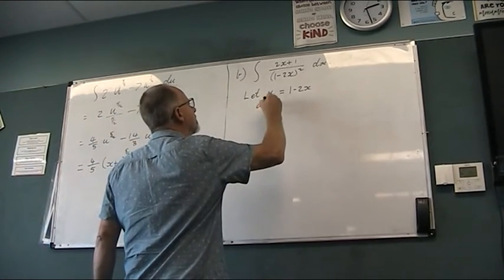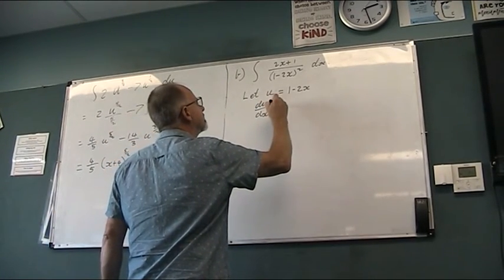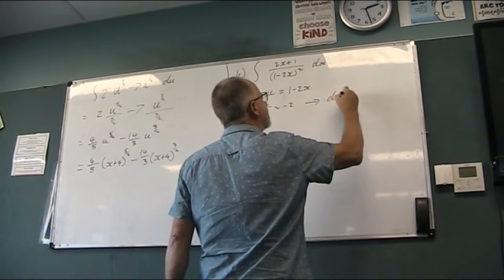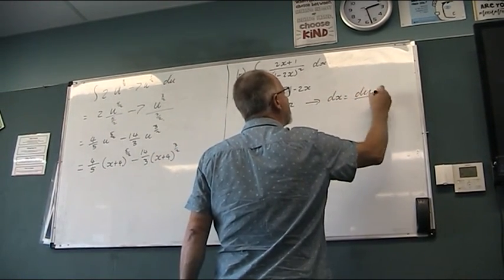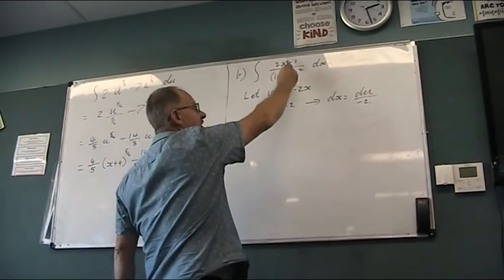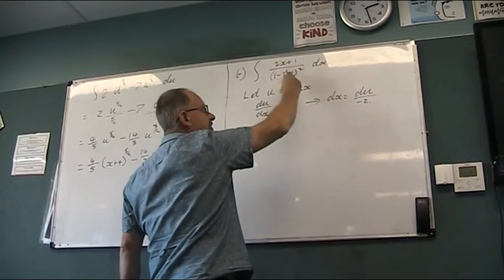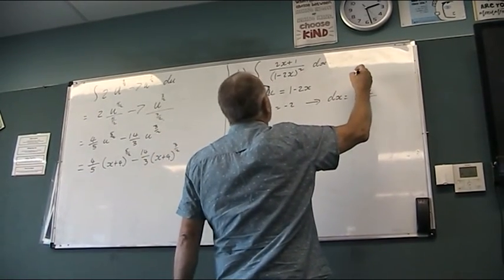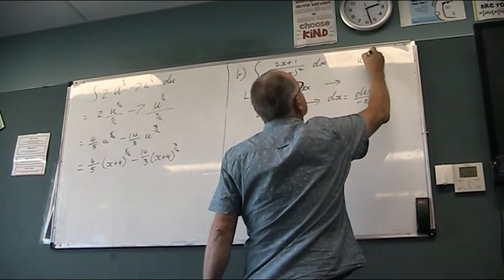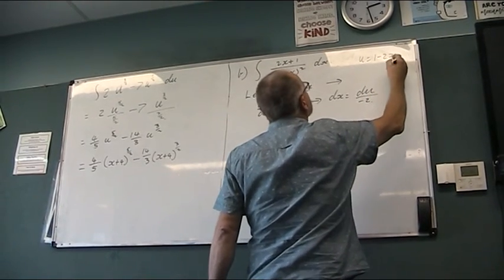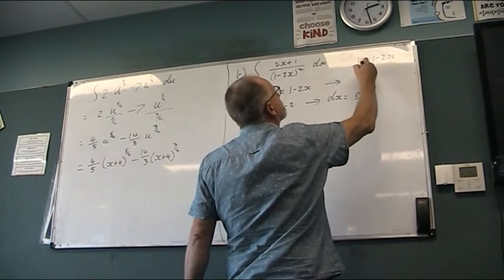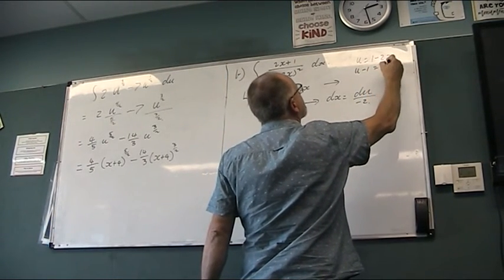Alright, so du dx then is negative 2, which means dx would be du over negative 2. The other thing we're going to have to do is something with this up here. Make x the, yep, that u plus 1 over 2.